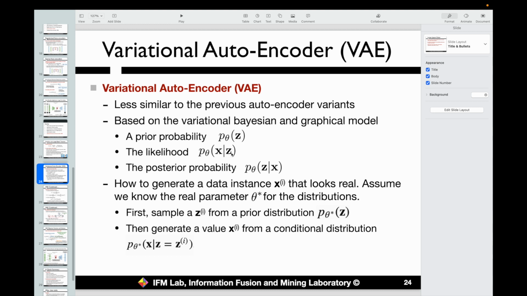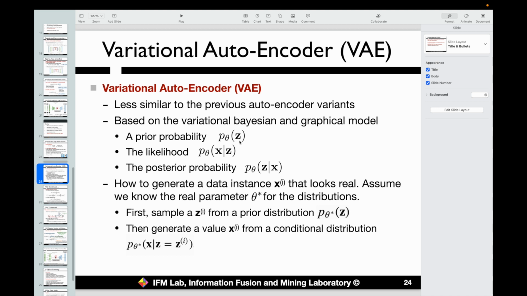Z and X are all the variables, and theta denotes the parameter of the distribution. We also have another probability, which will be called the posterior probability, p theta z given x. These two are both conditional probabilities, and this one is a probability for z itself.